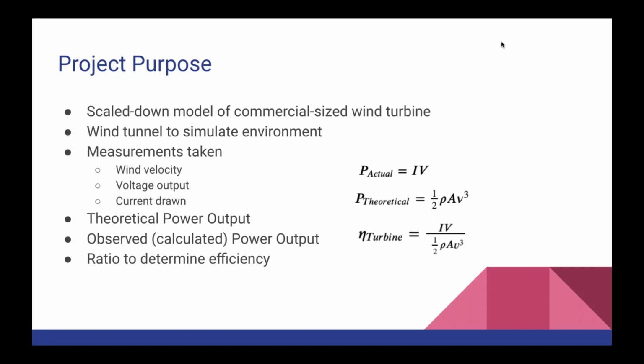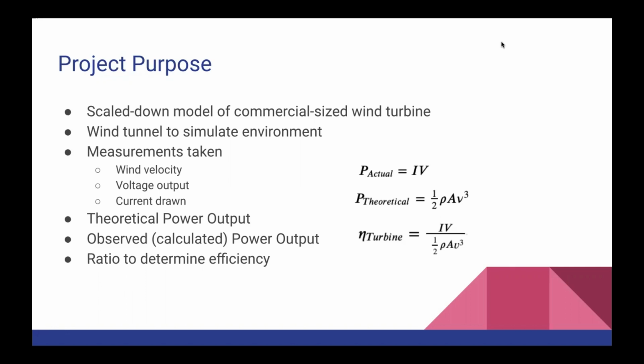We would compare this to the observed power output, which is defined simply by the voltage measured multiplied by the current measured. By placing these in a ratio, we will derive an efficiency value for the wind turbine model, the purpose of which would be to observe changes in power generation capabilities of the system as a result of changed parameters, which will be elaborated upon further later on in the presentation.